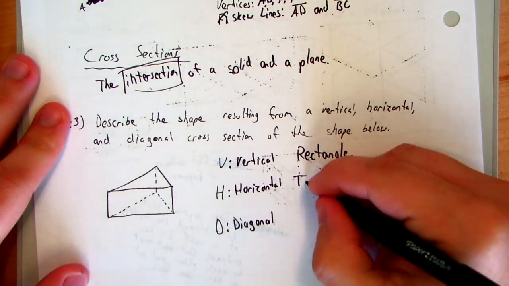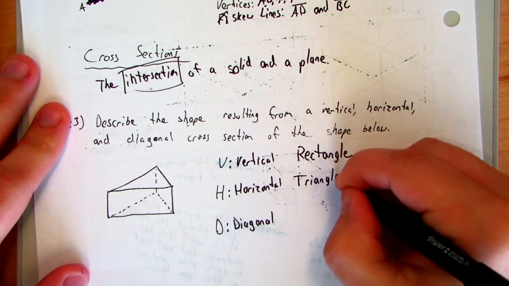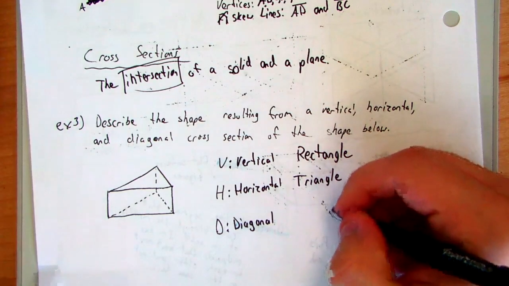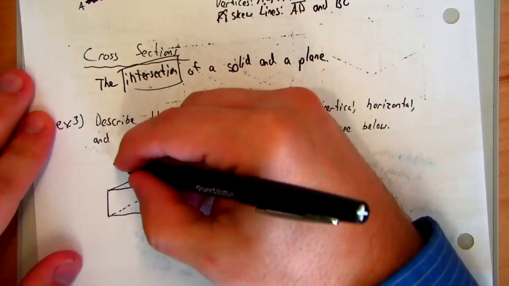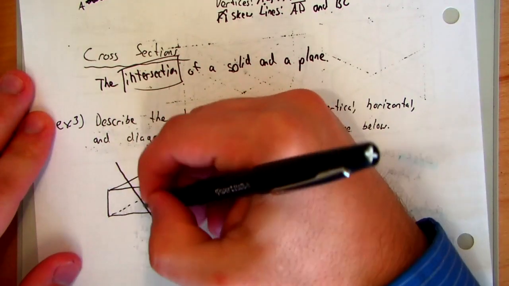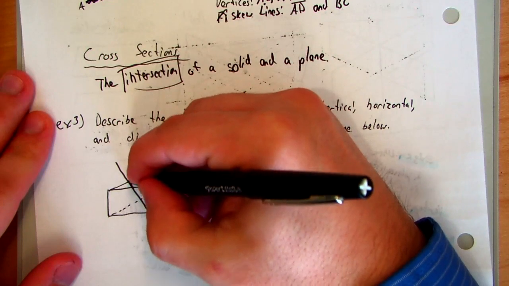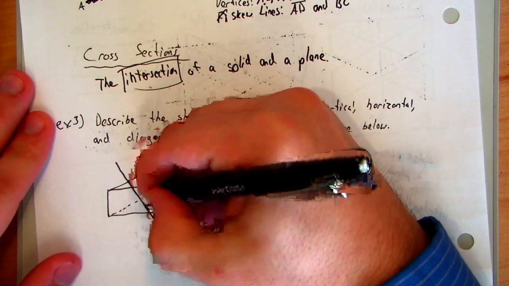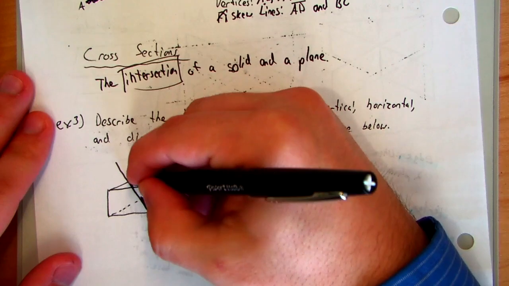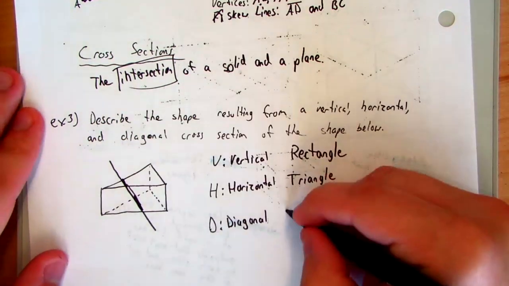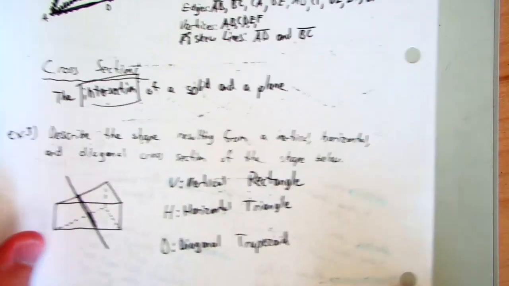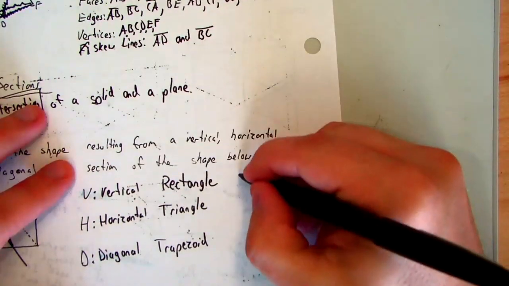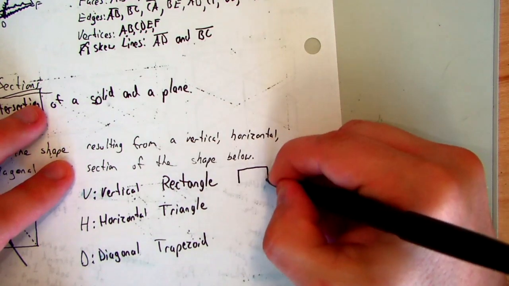And if we angle it, that means we're going to be kind of going across like this. Notice how we have a line here and a line here, and then we'll have some kind of diagonal going here, and that's going to be a trapezoid. So the vertical one, it's going to look like this. A horizontal one, it's going to look like this. And the diagonal one, it's going to look kind of like this.